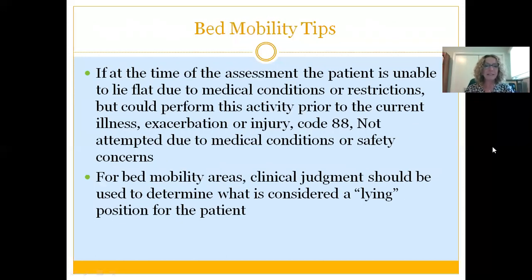Looking at more bed mobility tips, if at the time of the assessment the person's unable to lie flat due to medical conditions or restrictions, but they were doing it before this episode of illness, you would probably code that as an 88 because it wouldn't be medically safe to have their bed be flat, for example, if they have a PEG tube. But if they've been sleeping in a recliner for a long time, for example, and you're not looking at it for that reason, then it may be a 9 for not applicable.